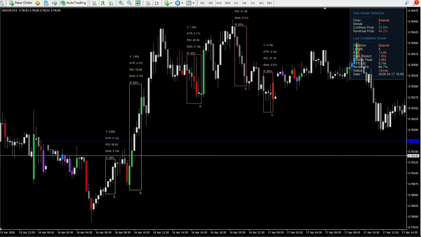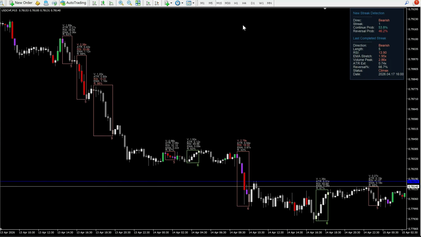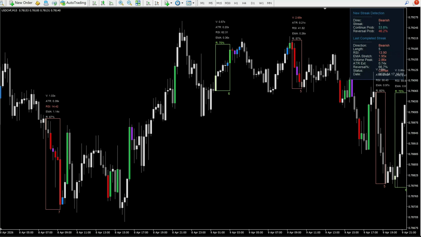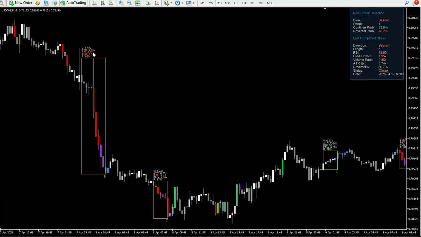But most of the time, you will see that the EMA is not highlighted. It only highlights in those extreme cases, like something like this. After this, even though all of these are highlighted, price didn't really reverse. It went a bit further.